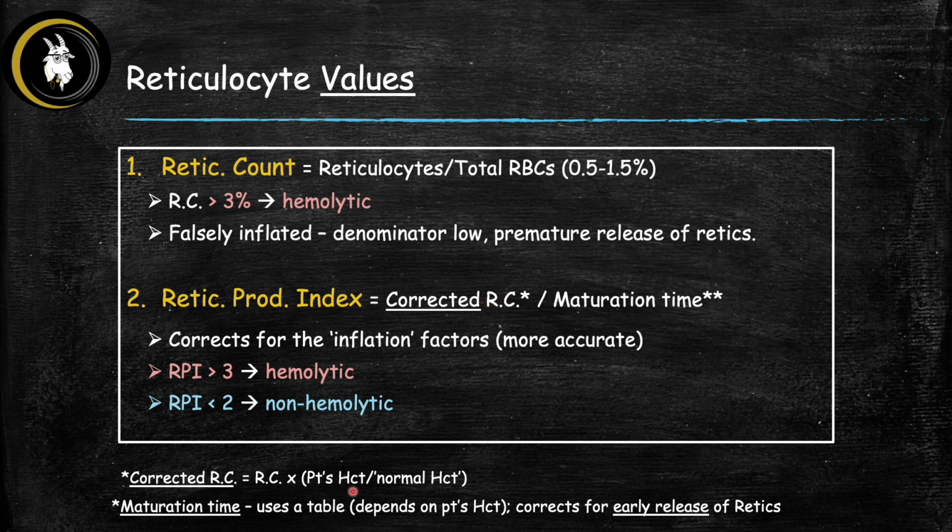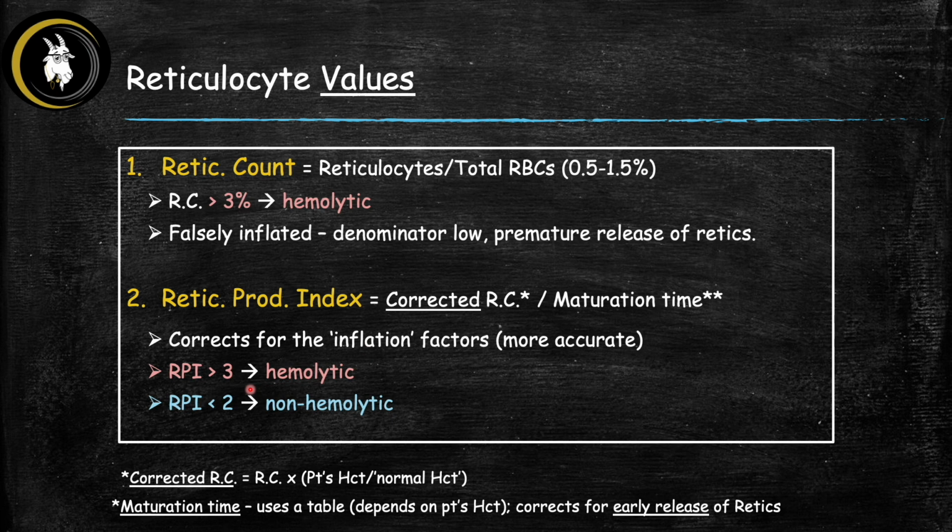What it does is it corrects for the low hematocrit of the patient, by getting a corrected reticulocyte count, by multiplying it by the patient's hematocrit over a normal hematocrit, and it also corrects for the early release of the reticulocytes using this maturation time factor, and the value that's going to be provided at the end, which is the RPI, or the reticulocyte production index, is considered the gold standard for measuring reticulocyte levels.